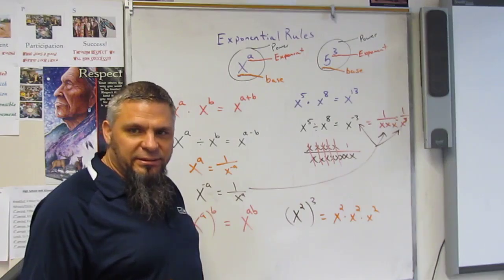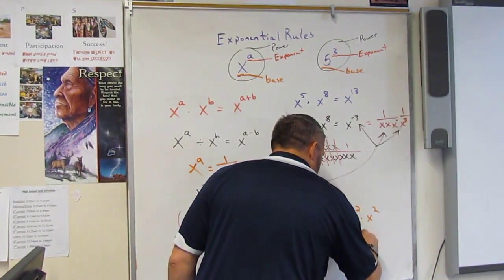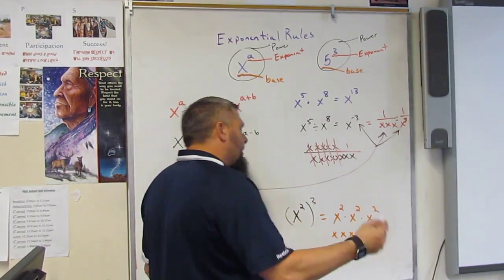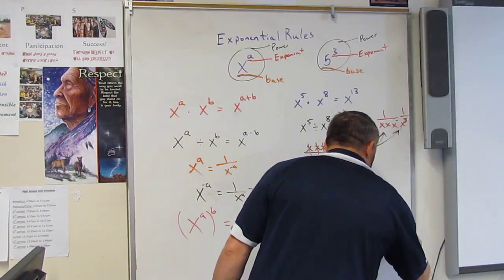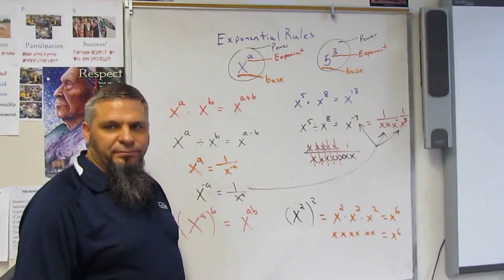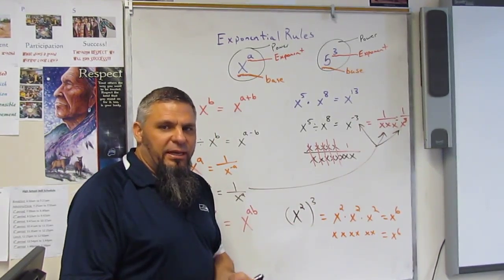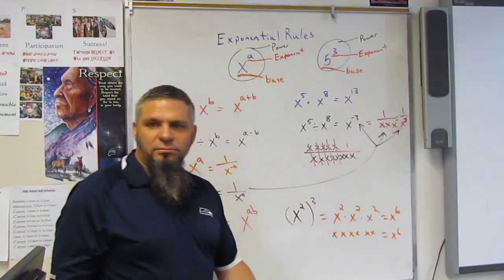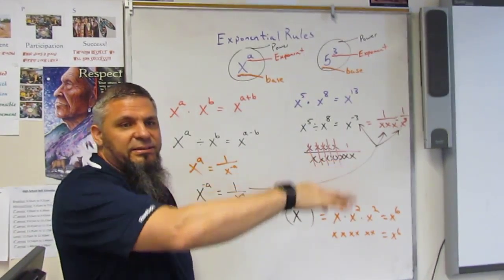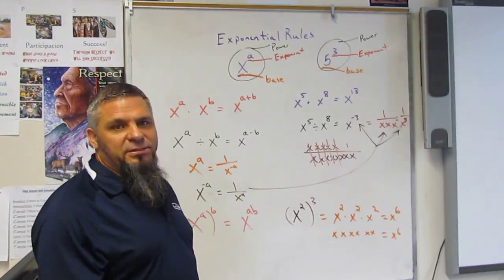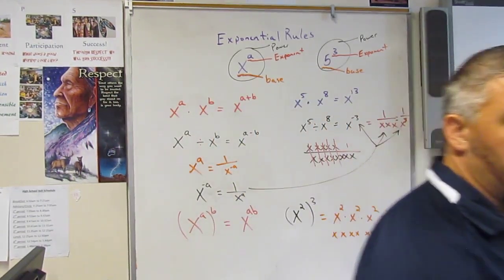Does that make sense? Now, if I just added these up, there would be 2 x's here, and 2 x's here, and 2 x's here, right? Any way we look at it, it's x to the 6th. That make sense? So I can think of it as, I've got 2 x's, and then I've got 3 sets of them. That's 6 x's. All multiplying against each other. That's exponential rules. That's it. And now we'll do all the homework.